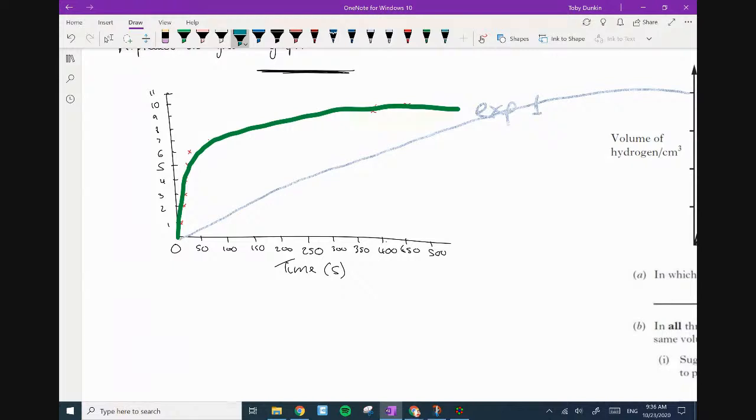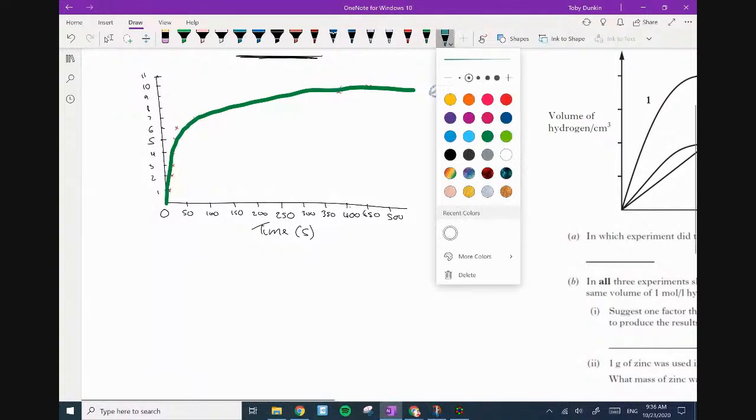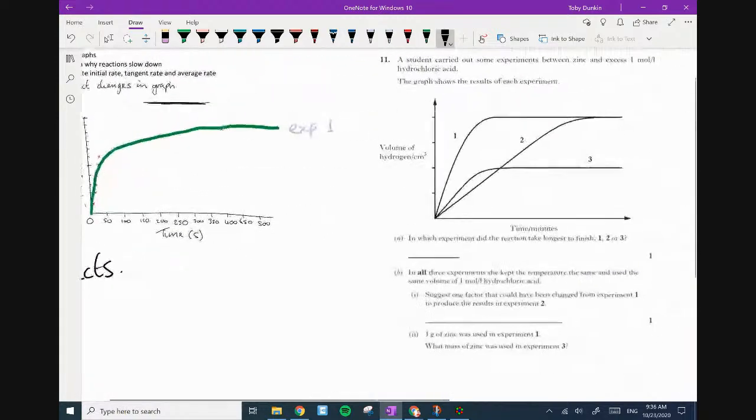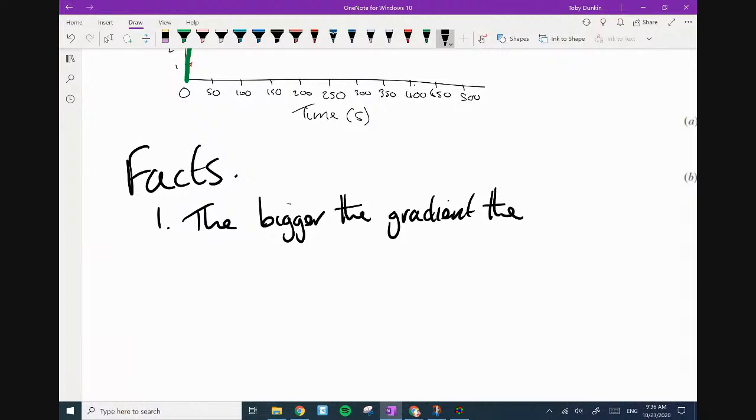There's the second one. So in terms of rate graphs, let's make some facts, right? I need to sort my head out. Facts. Number 1, but by the way, I've got loads of rate graphs over there. Facts. Number 1. The steeper, is that how you spell steeper? The bigger the gradient, I prefer steep though. The higher the gradient, bigger the gradient, bigger the gradient, the higher the rate.